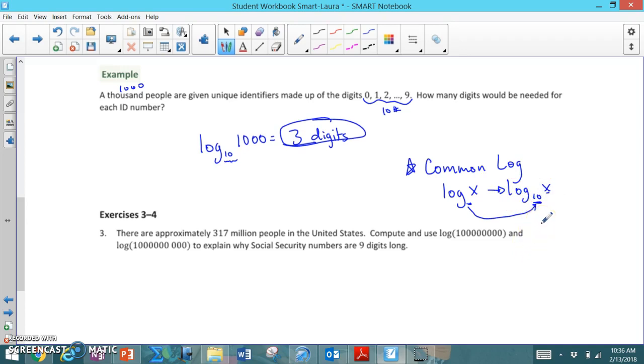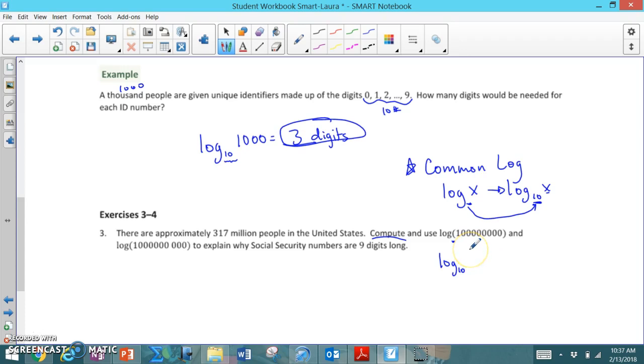Our next example here says there's approximately 317 million people in the United States. We're going to compute log. Again, there's no base here. So hopefully you're thinking about this common log idea. We're talking about log base 10. I'm going to rewrite it here. So it's telling me to compute log base 10. So you don't have to put that in there.